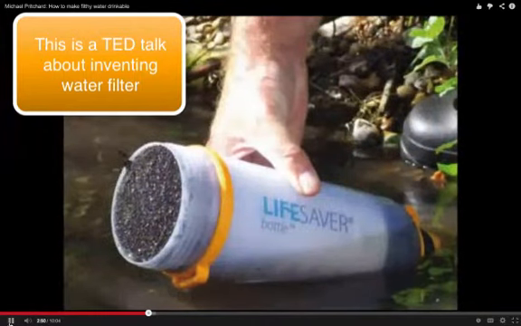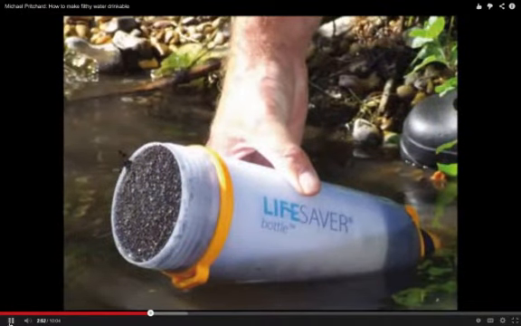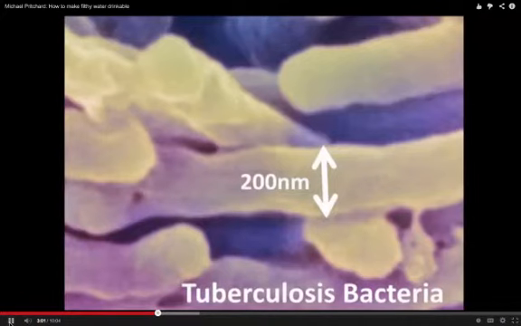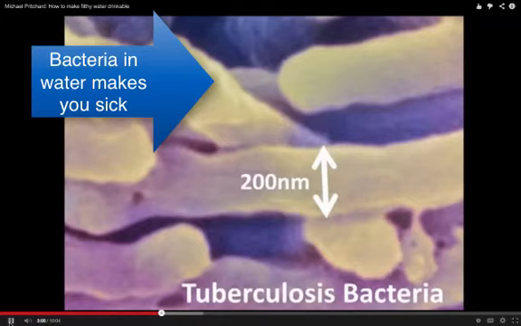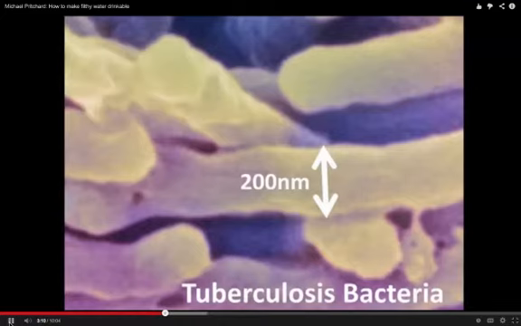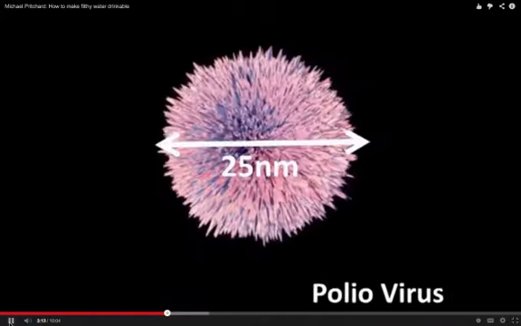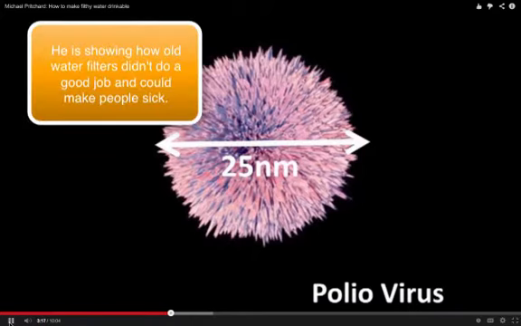After a few failed prototypes, I finally came up with this, the Lifesaver Bottle. Okay, now for the science bit. Before Lifesaver, the best hand filters were only capable of filtering down to about 200 nanometers. The smallest bacteria is about 200 nanometers. So a 200 nanometer bacteria is going to get through a 200 nanometer hole. The smallest virus, on the other hand, is about 25 nanometers. So that's definitely going to get through those 200 nanometer holes.